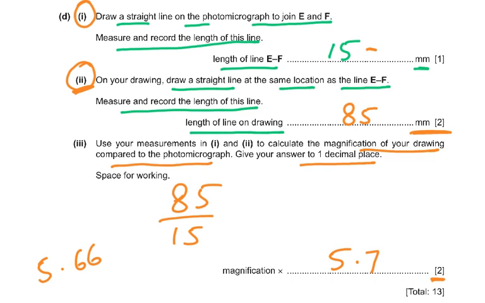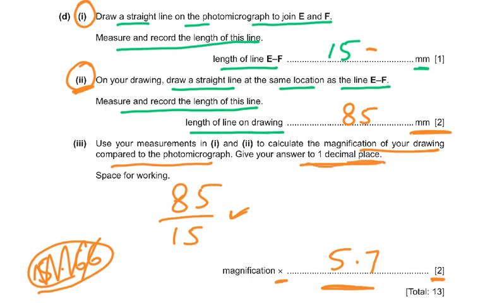The 2 marks are: first, you showed the working, 85 divided by 15, which got you 1 mark. Then the answer is 5.66, but it said only 1 decimal place, so I'm going to write 5.7. For magnification there are no units; X means how many times it is magnified. So one mark for the working and the other for 5.7, rounded off from 5.66 on the calculator.